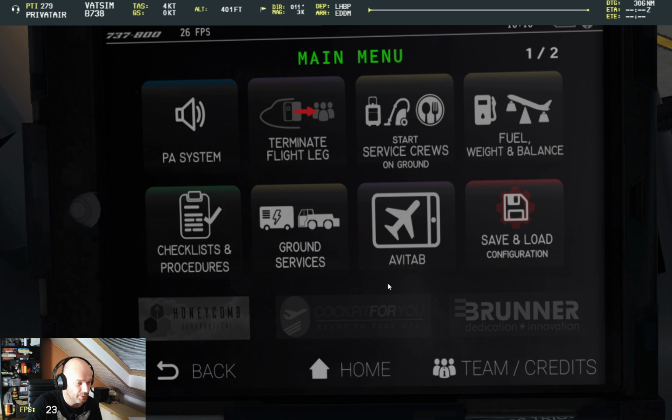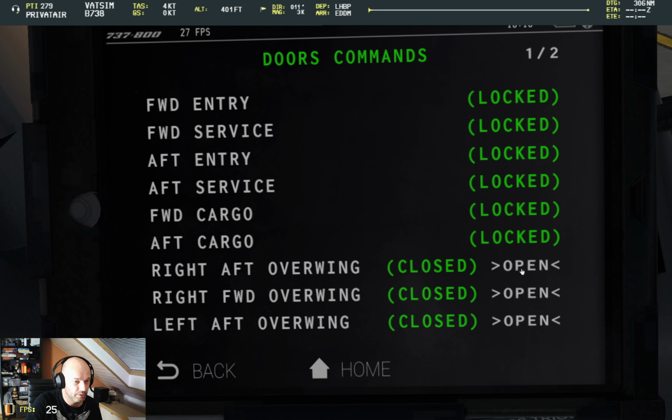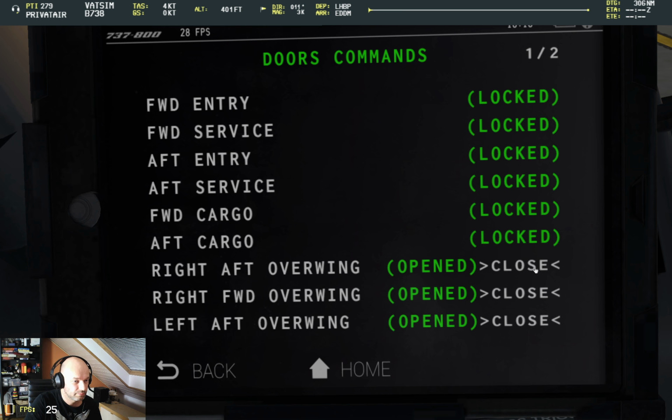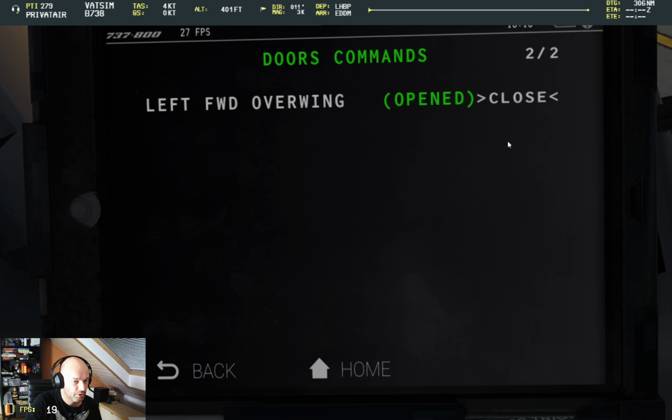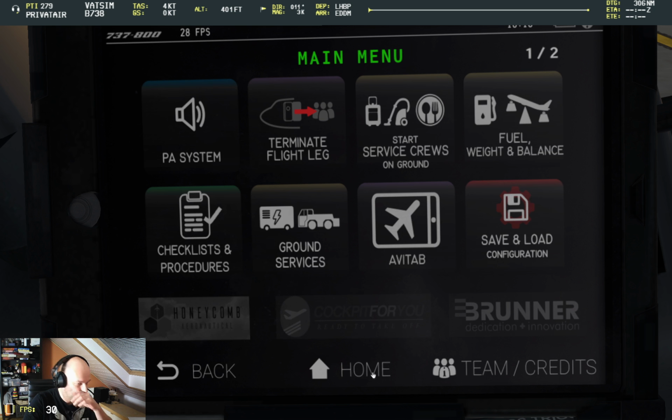Hallelujah. So we go here. We go here. Ground services, doors, close. Close. Maybe one more door. Oh, why are they showing so strangely? Okay, now they're all closed. Okay. I haven't done that for a while.